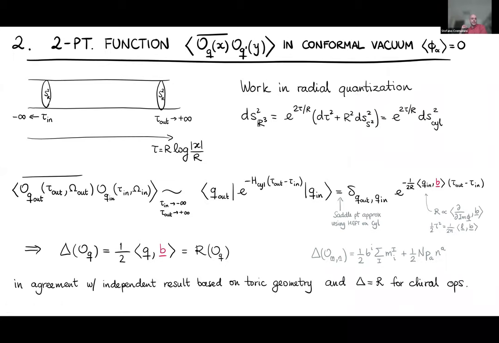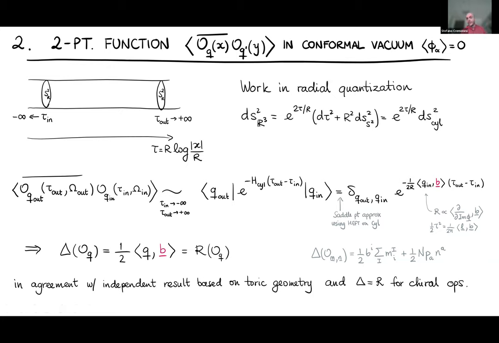Okay, and so that was a one-point function in a generic vacuum. Another simple calculation that you can do is a two-point function of that: insertion of a chiral operator and its conjugate in a conformal vacuum. We essentially preserve a superconformal symmetry, or at least a dilatation invariance, so we can work in radial quantization.